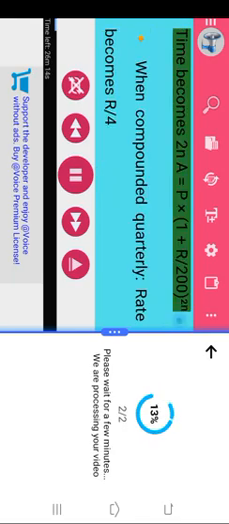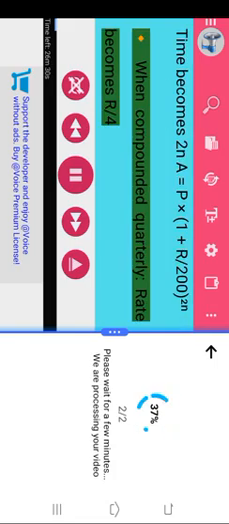When compounded half yearly, rate becomes R over 2, time becomes 2N: A equals P times (1 plus R over 200) to the power of 2N. When compounded quarterly, rate becomes R over 4, time becomes 4N: A equals P times (1 plus R over 400) to the power of 4N.